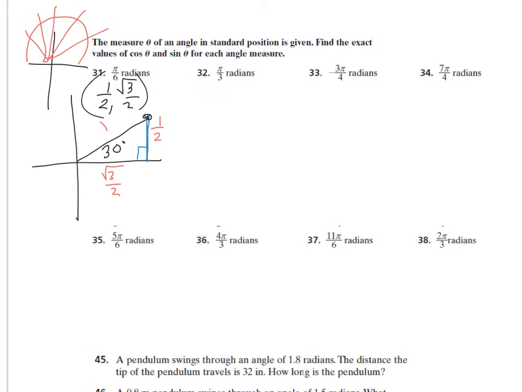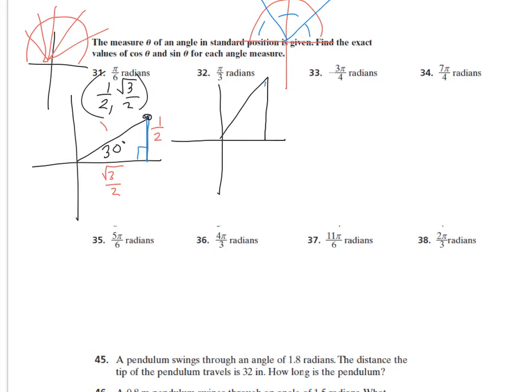So the second one, pi over 3. If you think about pi as half a circle and you're cutting that into thirds, you're going to end up with 60 degrees. So now I'm going to draw a 60-degree reference triangle.